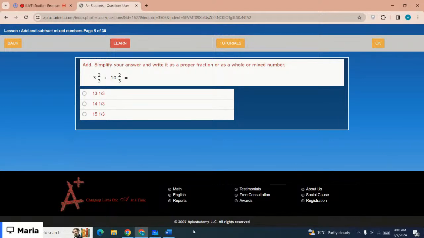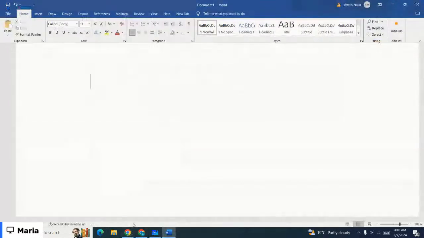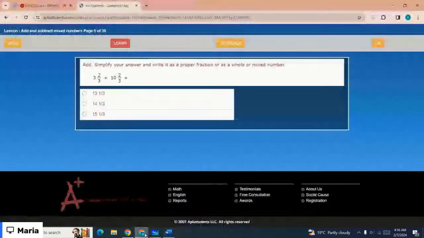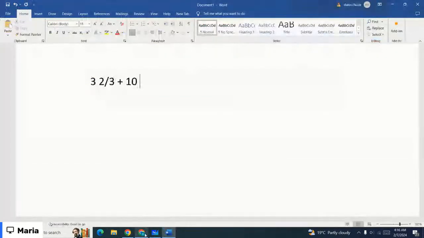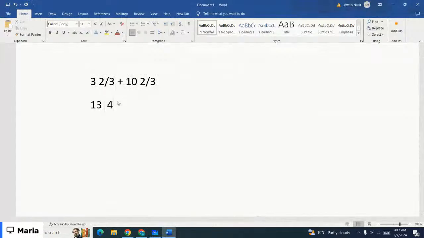How? Let's just see here. The first one is 3 whole 2 over 3. The second one is 10 whole 2 over 3, right? Just add their whole part. 10 plus 3 is 13. Now just add their fractional part. 2 by 3 and 2 over 3 makes 4 over 3. So that is 13 whole 4 over 3.